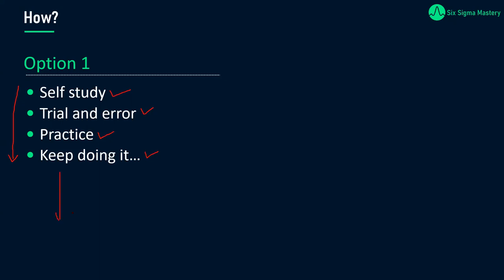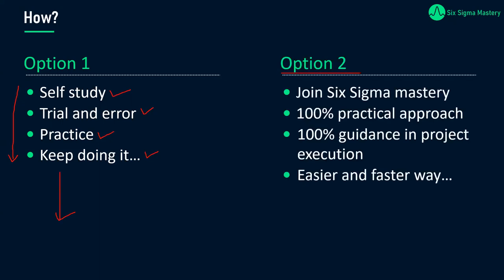This is option one. Option two is, if you want to fast track this, if you want to accelerate this journey, join my upcoming Six Sigma Mastery program, wherein I will teach you this entire DMAIC methodology, not only Six Sigma, but Lean. So I'll teach you both Lean and Six Sigma. And the approach is going to be 100% practical. It is not theoretical. And in fact, I'll provide you 100% guidance on project execution as well.